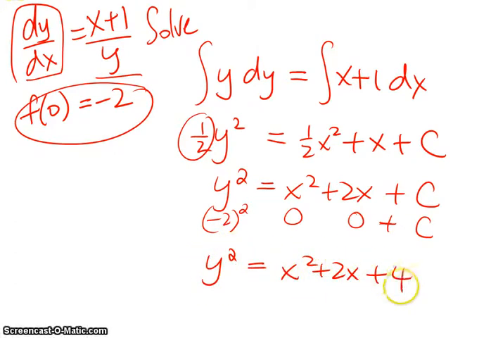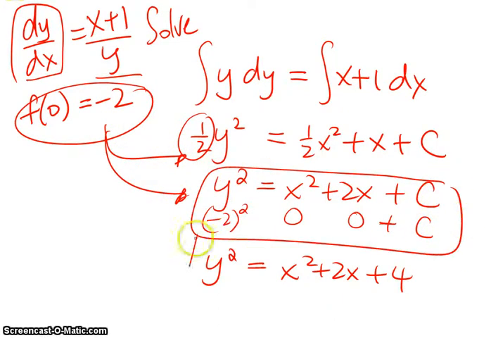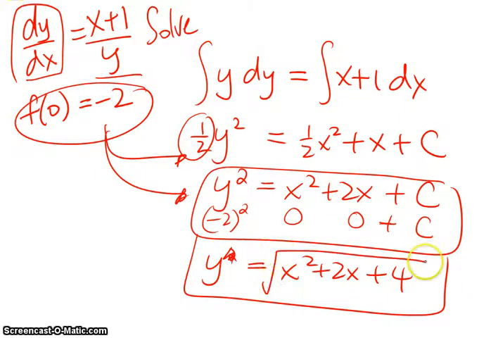Did you see what's happening? You can plug this information here or there, doesn't matter, anytime. Then you find out c is equal to 4. So this is your final form. So therefore, you square, y is equal to the square root of that.